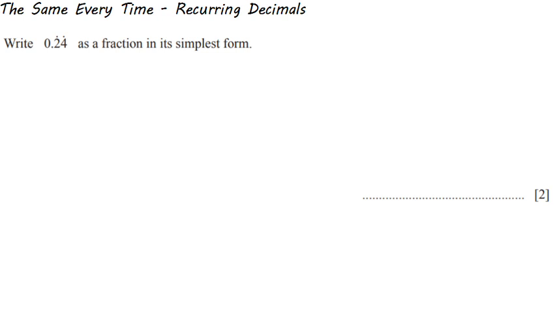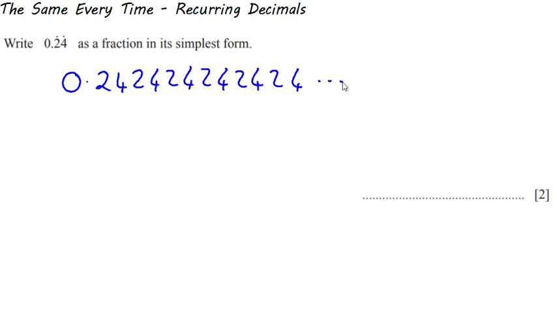So 0.24 with the two dots over the top, the dot over the 2 and the dot over the 4. Let's think about what that actually means. The two dots mean that the 2 and the 4 are repeating, so they just keep repeating forever like that. The part of the decimal with the dots over the top is the part that repeats forever. So 0.24 with the two dots is actually a short way of writing 0.2424242424, continuing forever.